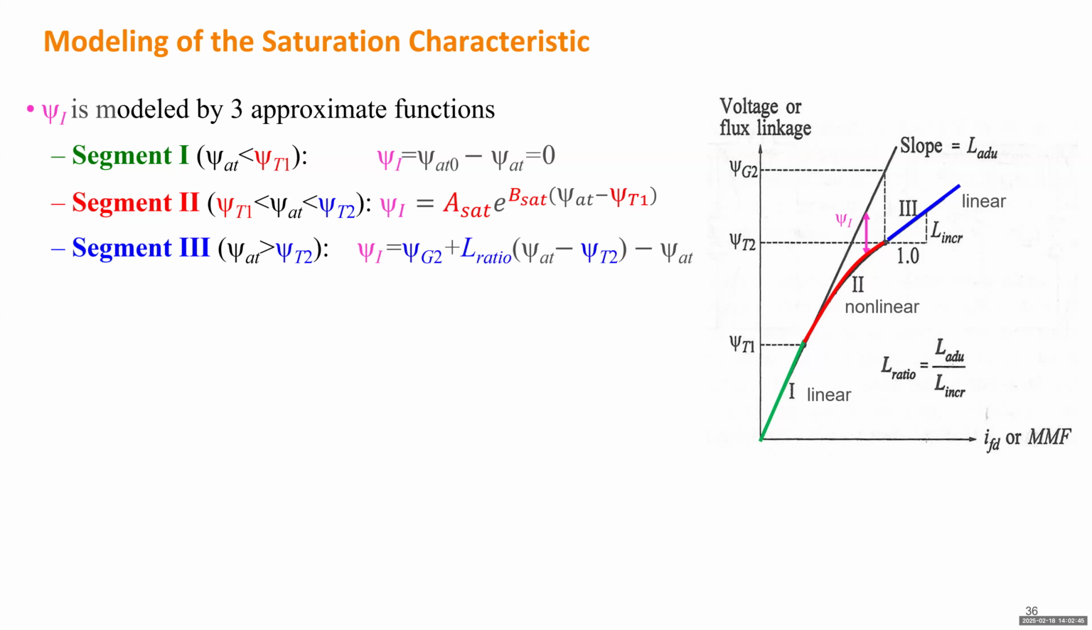In the blue part, that's also a straight line. For the straight line, you just need to know the boundary point, which is psi T2, and you assume there's some slope. You just call it L ratio or whatever coefficient. Then you just need to utilize the point at the starting point, so you can write down this linear equation.